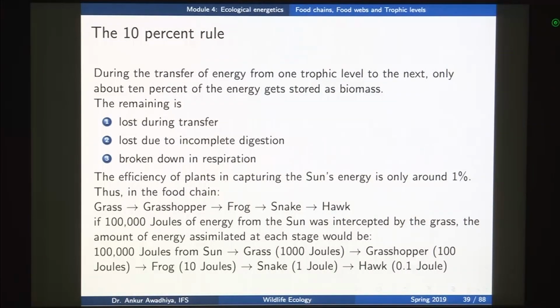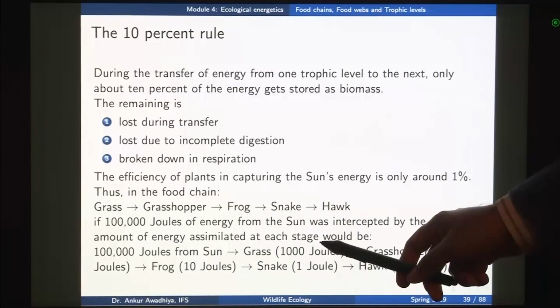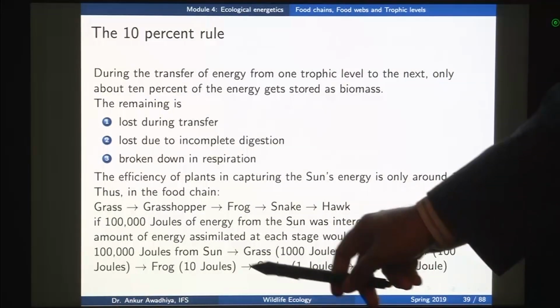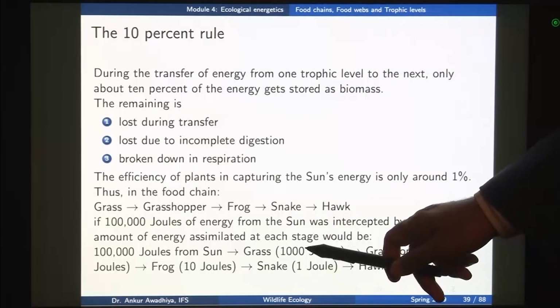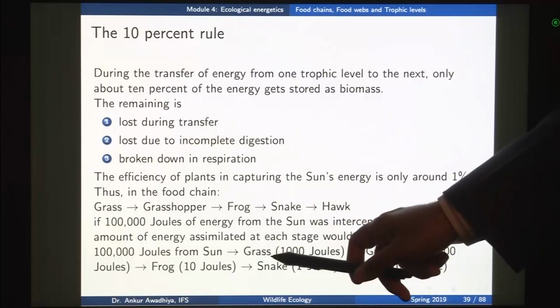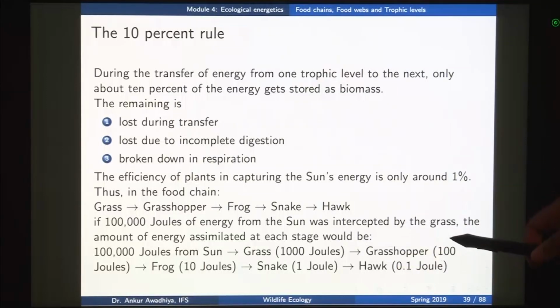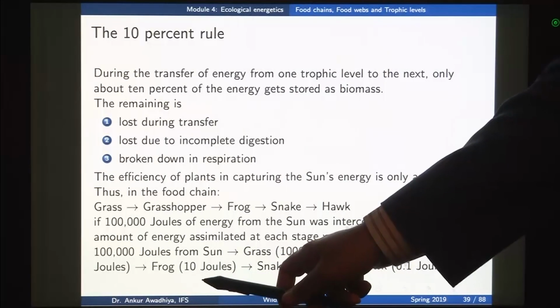So, in this food chain, grass to grasshopper to frog to snake to hawk, if 100,000 joules of energy from the sun was intercepted by the grass, what would the amount of energy assimilated at each stage be? You have 100,000 joules from the sun, out of that only 1%, that is 1000 joules, will be made available at the level of the grass. Then we have the 10% rule for all of these trophic levels. So, if you have 1000 joules available at this trophic level, at the next trophic level you will have only 10% of that, which is 100 joules. From that you move on to the next trophic level and you again have 10%, that is 10 joules.